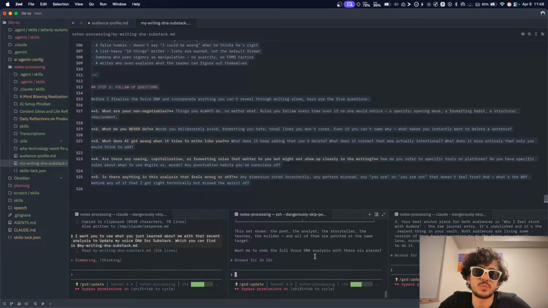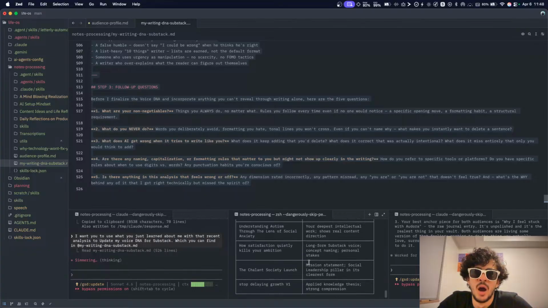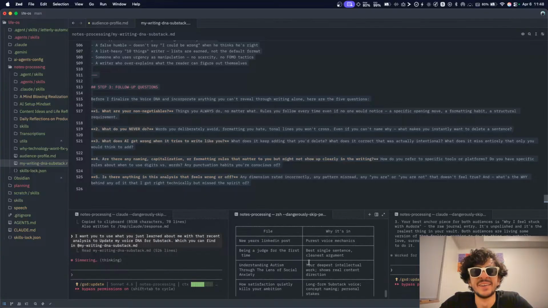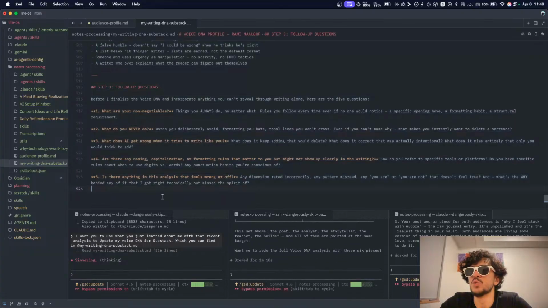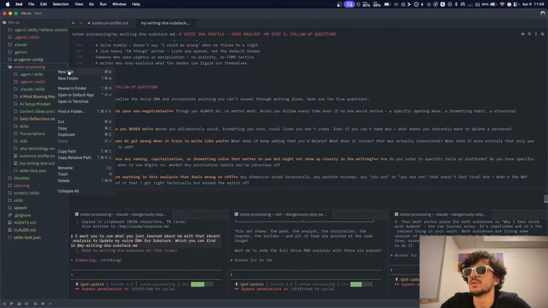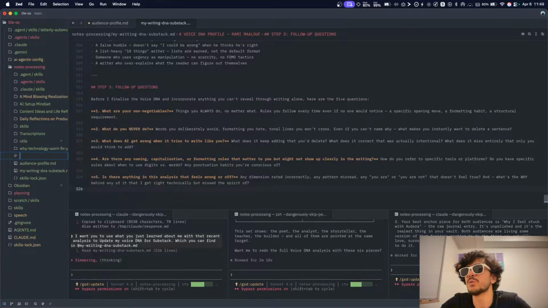Simmering. Want me to redo the full voice DNA? Okay. But I do like, let me store every single file, because they're all so powerful. They're all so powerful, bro. What should I call it? Substack writings.